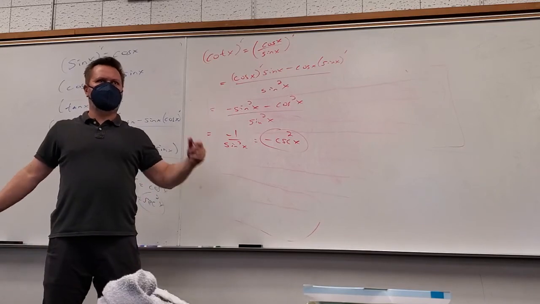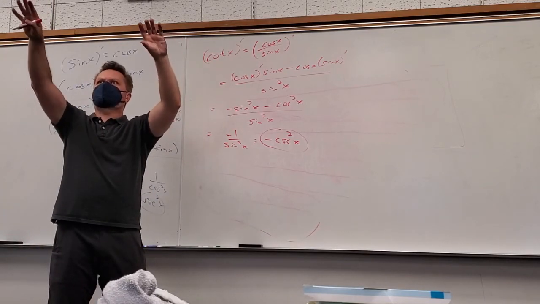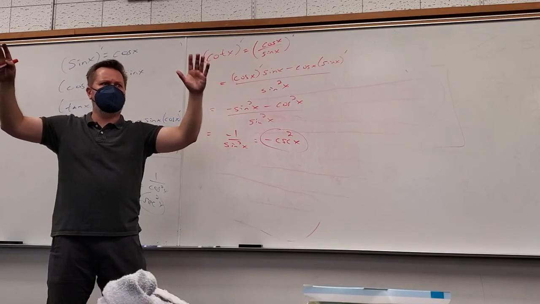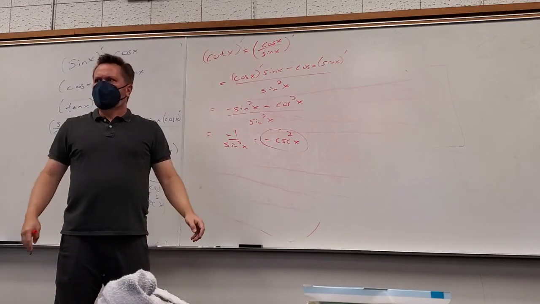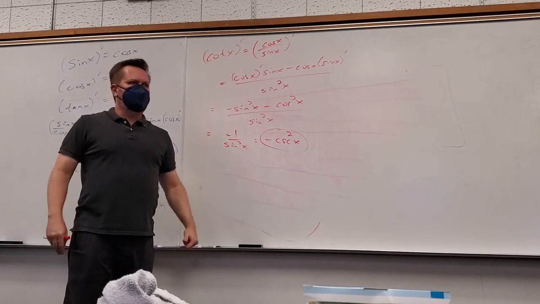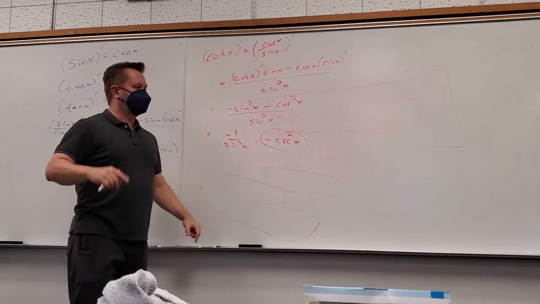Has anybody ever wondered why sine, like cosecant should be cosine, sine and cosine? Has anybody ever felt like that? Like, why is this co? Well, you don't know until you get to here, and you start to understand the properties and the relationships. Okay, one more.